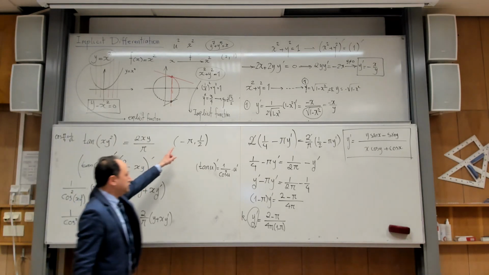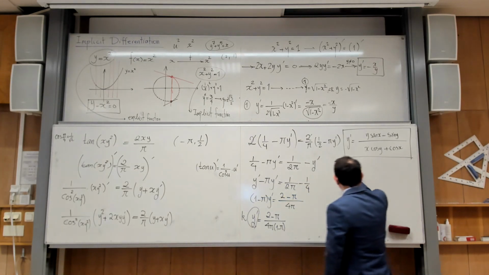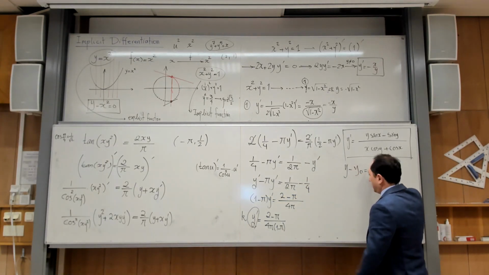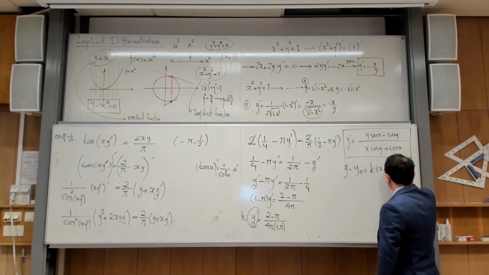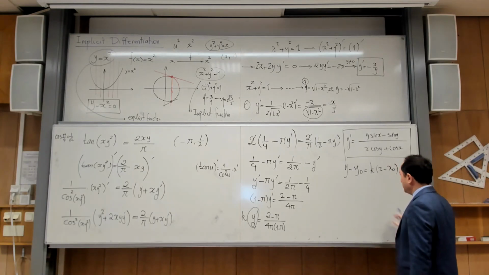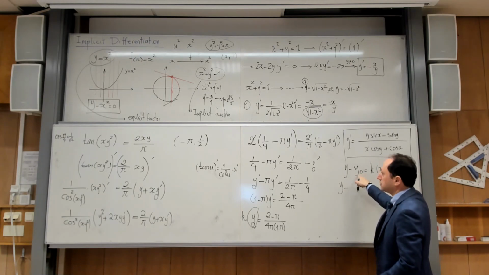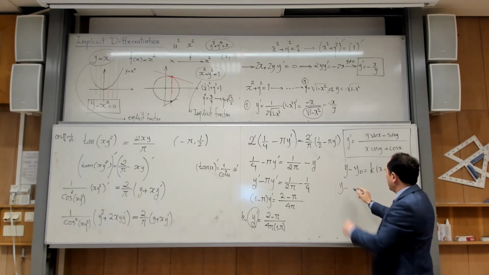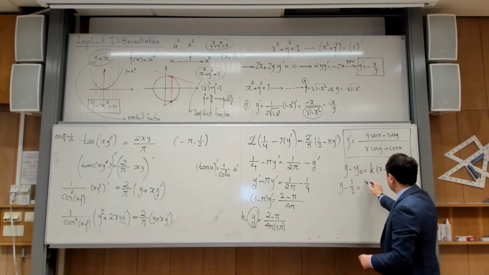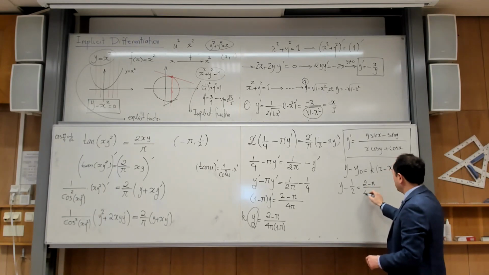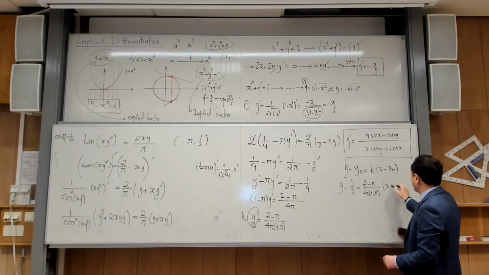And then the point is here. So what is the formula? What is the formula for the tangent line finally? Let me just do it quickly, and I appreciate if you can write it because then I cannot memorize it. Y minus y naught, which is 1/2, is equal to (2 minus pi) divided by 4 pi (1 minus pi) and x minus minus pi.